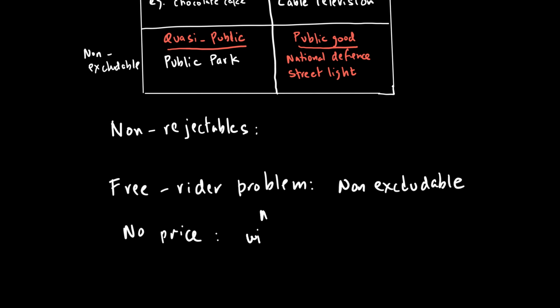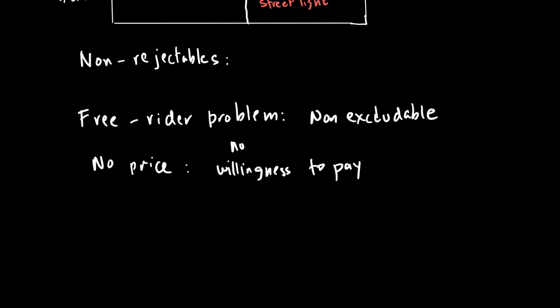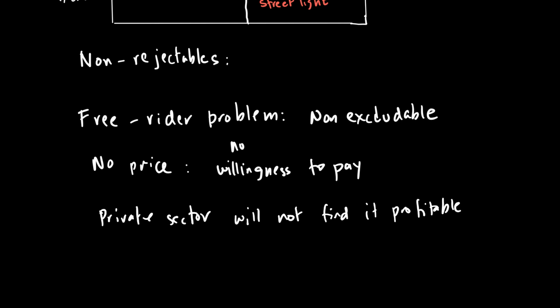The reason there is no price is because there is no willingness to pay. And this lack of willingness to pay will mean that the private sector will not provide this good. The private sector will not find it profitable, and that's why we call this a market failure. The market forces of demand and supply are unable to provide a good which is important, but people are not willing to pay for it. So that's the biggest problem when it comes to public goods.